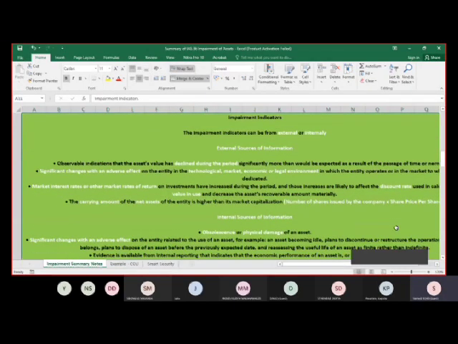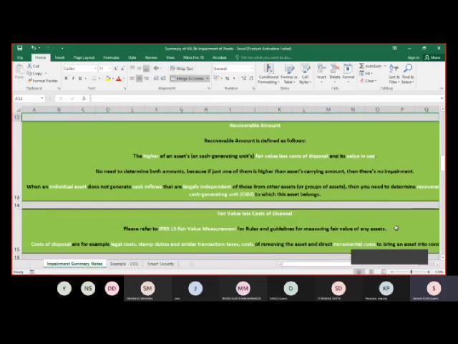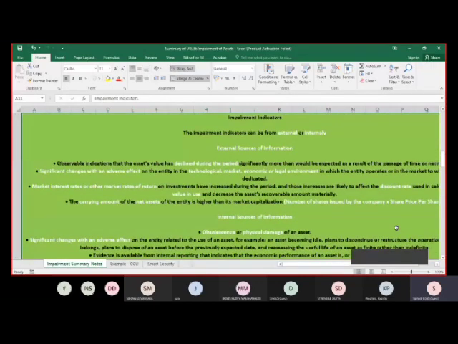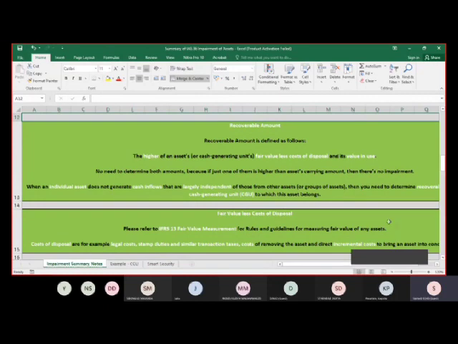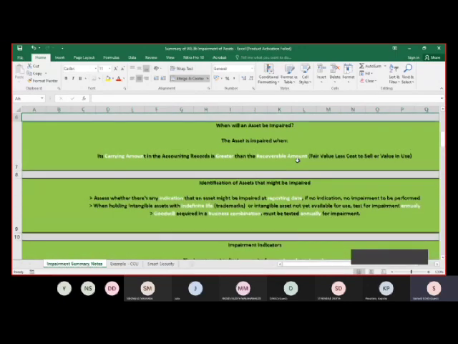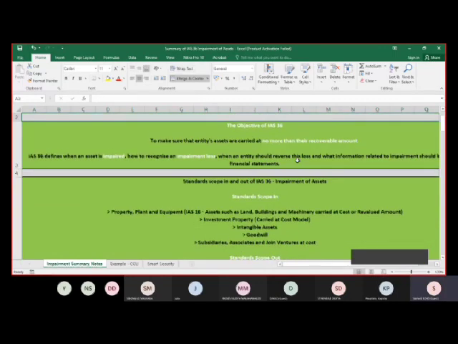So now that we have gone through the impairment indicators, remember guys, these examples that I've mentioned are not exhaustive. There are a lot of factors that might result in an asset being impaired. Also, we went through the objective of IAS 36, which is to make sure that entities' assets are carried at no more than their recoverable amount. So if the carrying amount is more than its recoverable amount, being the value in use or fair value less cost to sell, we must then impair that asset.